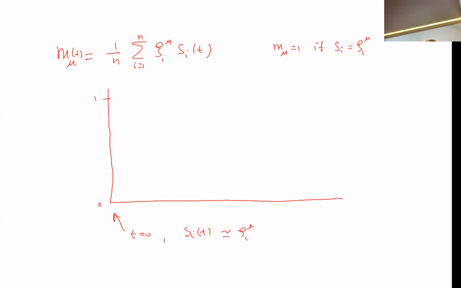But what's going to happen if you start here is that m_mu will go up to here, and then all the other ones will go down to 0. I've drawn this as continuous time, but in fact it's discrete. So if you write a program and plot m_mu, you'll see this happening, as long as there aren't too many memories.